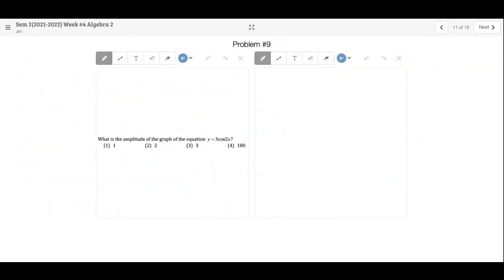All right. Let's go to number 9. What is the amplitude of this problem? Exactly right. The amplitude for this problem is 3, right? It's the number in front. That is your amplitude. Correct.